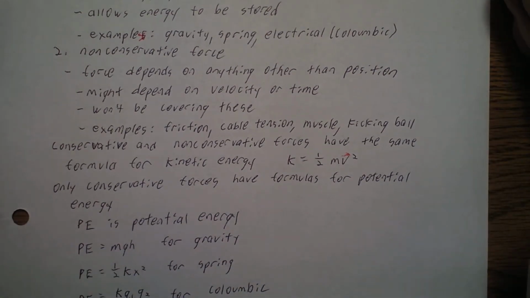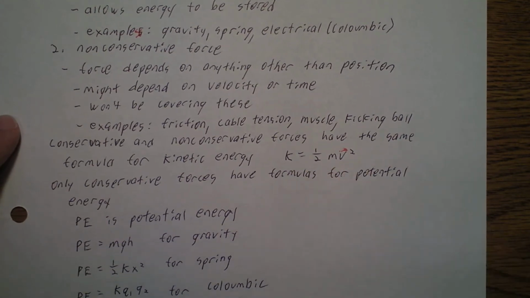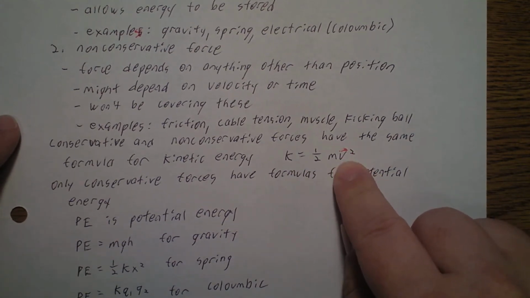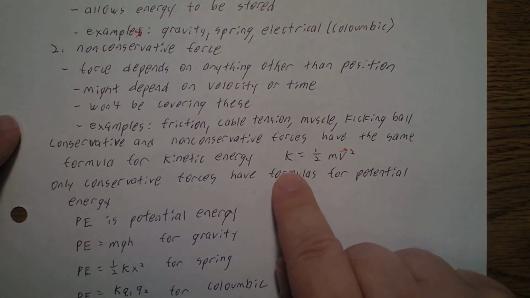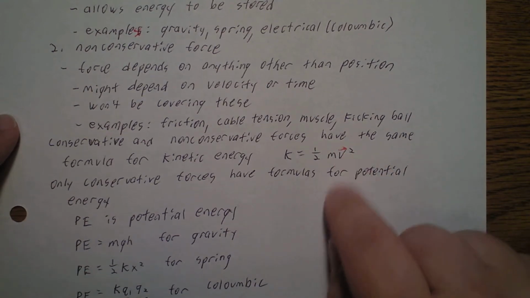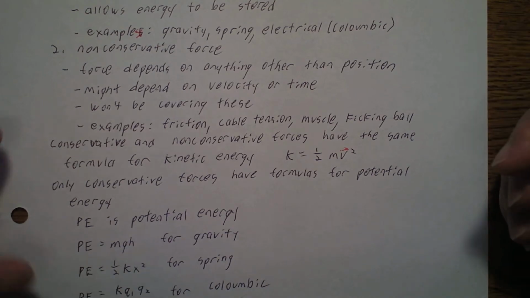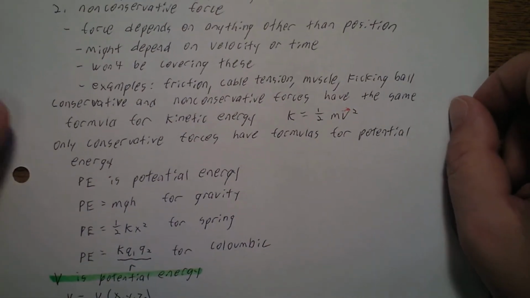Now, if an object is moving, it has kinetic energy. Whether it's moving because of a conservative or non-conservative force is irrelevant. The formula is the same. Kinetic energy is equal to 1/2 mv squared. Now, you could show this as a vector because it's the velocity, but really, kinetic energy is a scalar. It's just an amount of energy. So you could leave the arrow off and it'd be speed squared, and you'd have 1/2 mass times the speed squared, and you'll get the number you want.